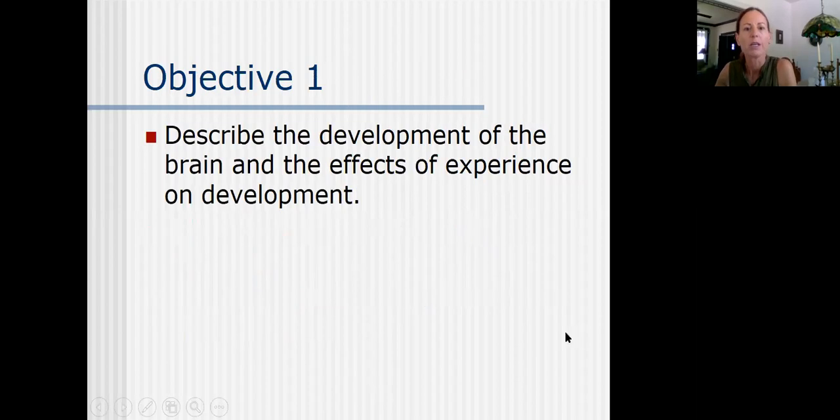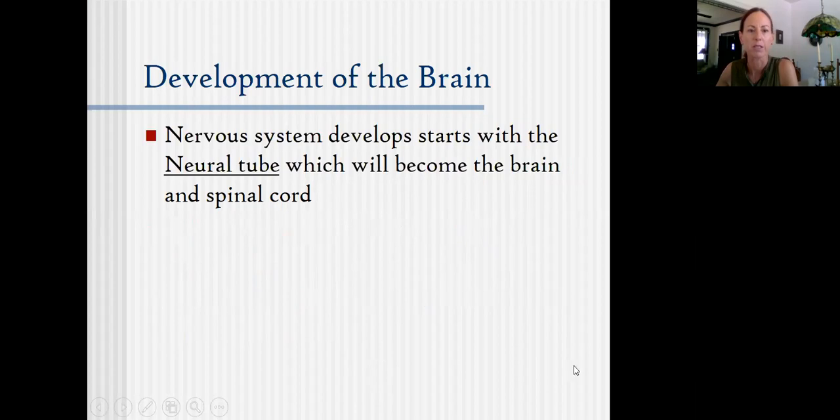So let's move along. The first thing we're going to do is describe the development of the brain and the effects of experience on development. The nervous system in general, you start out as a multi-celled organism. You really don't even have a brain, you don't have a heart, you don't have anything, right? So right after conception, the nervous system starts to develop very rapidly, and it starts with something we call the neural tube. And eventually, one side of it will kind of flower out and become the brain, and the rest of it will become the spinal cord.